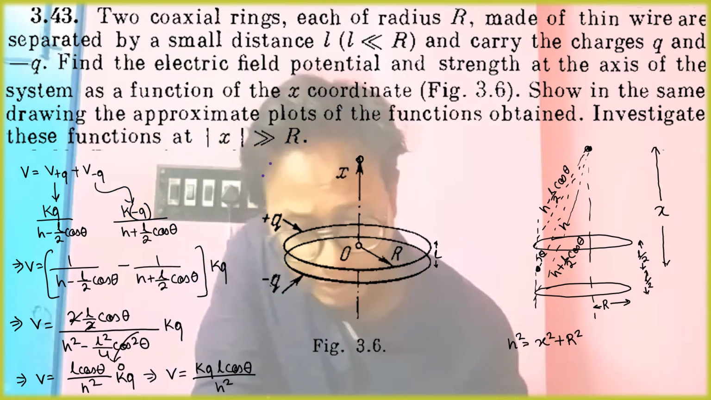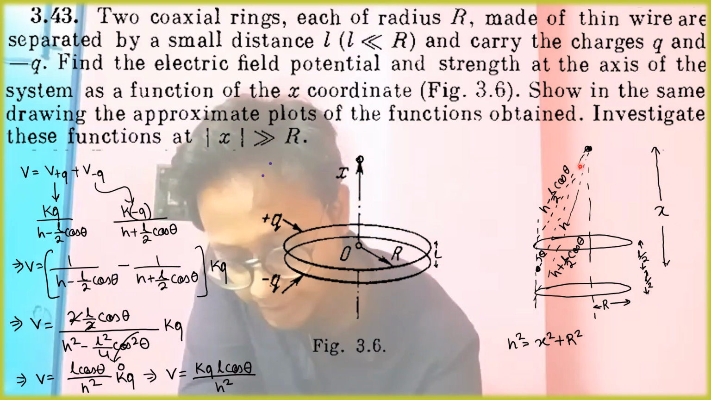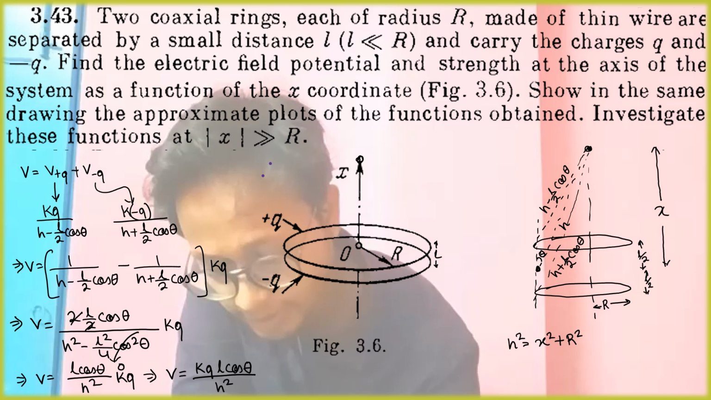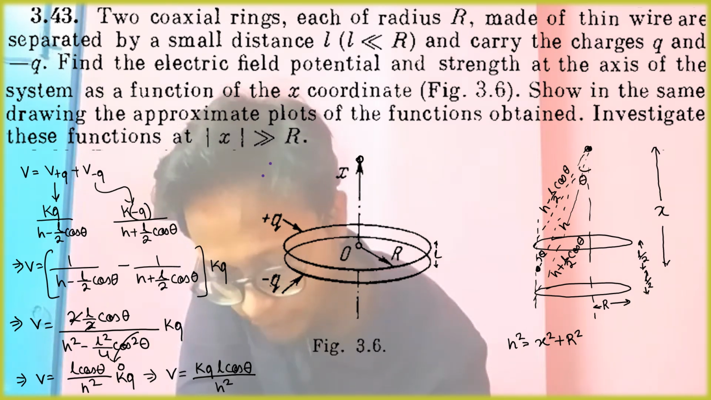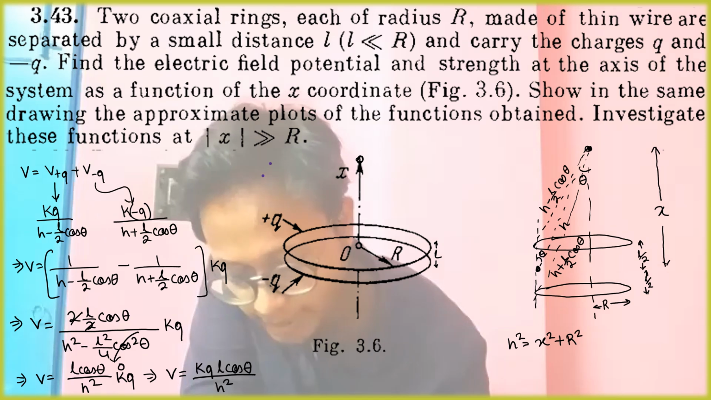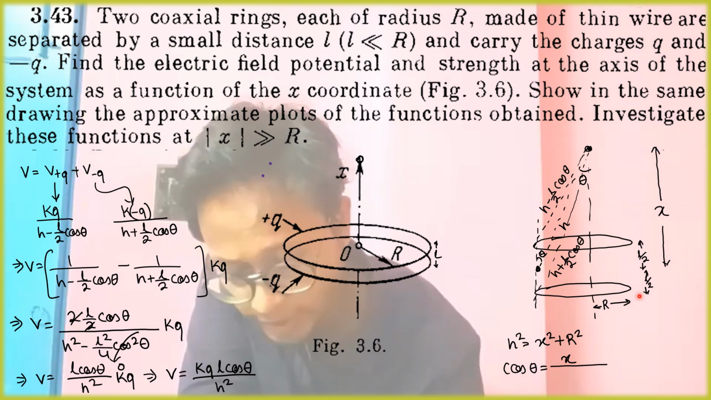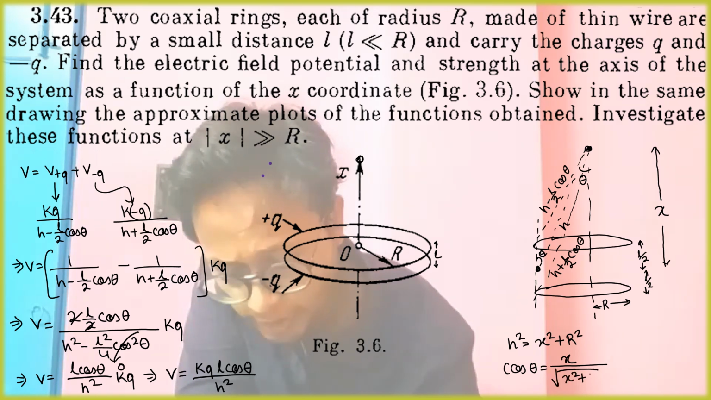Okay, understood. Now see one more thing. If this angle is theta, this angle is also theta, isn't it? Why? Because these are parallel lines. And what is cos theta? Cos theta is nothing but base by hypotenuse. Base is nothing but x. So cos theta would be x divided by what is the hypotenuse? Under root of x square plus r square.